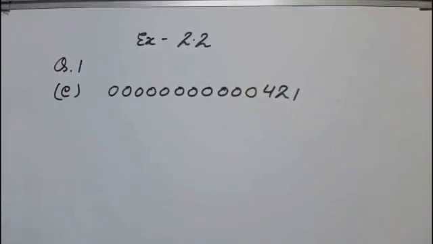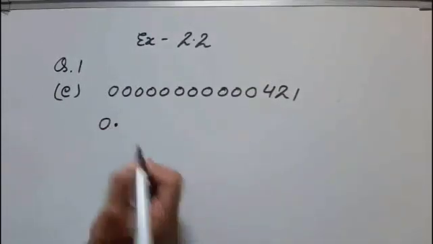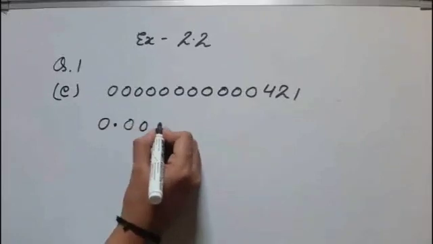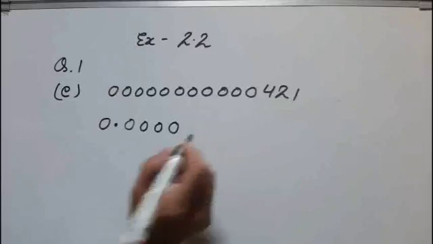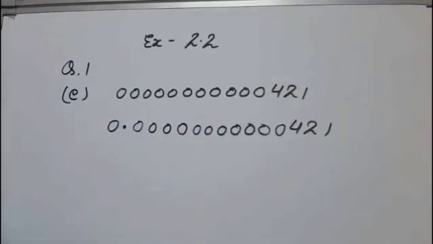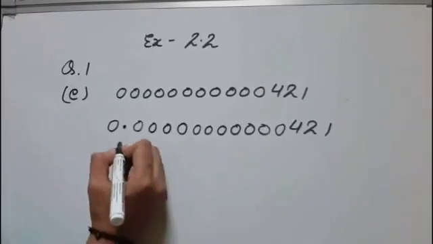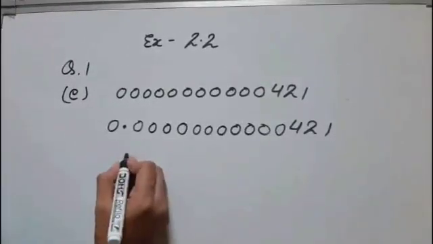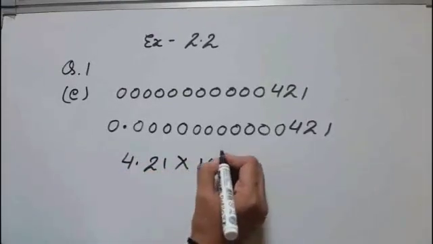Now exercise 2.2, question number 1, part E. In this question there is a misprint. Here there should be a decimal. So after this, do the solution and you will get your answer. Means after the decimal point there should be 11 zeros, then 4. So we are shifting the decimal up to 12 places. So 4.21, 10 raised to the power minus 12.